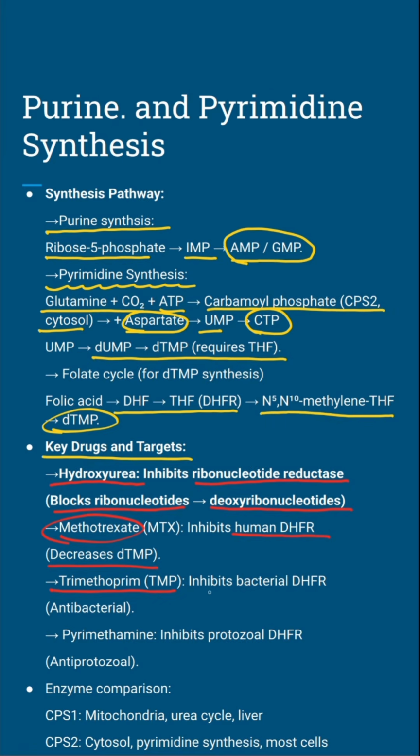Trimethoprim does the same but targets the bacterial DHFR, a great antibiotic. And pyrimethamine is a similar strategy but aimed at protozoa, used in things like toxoplasmosis.